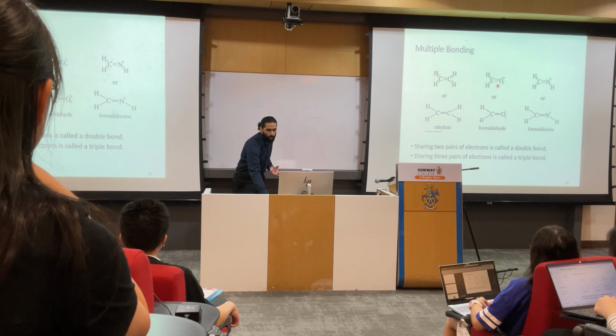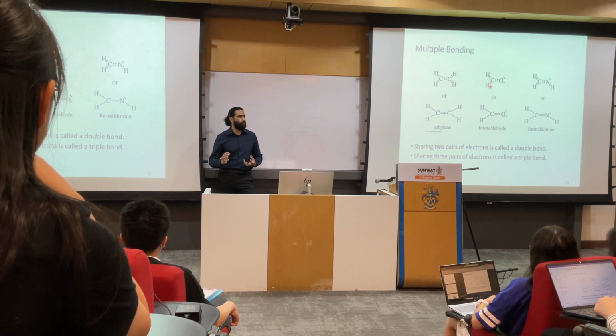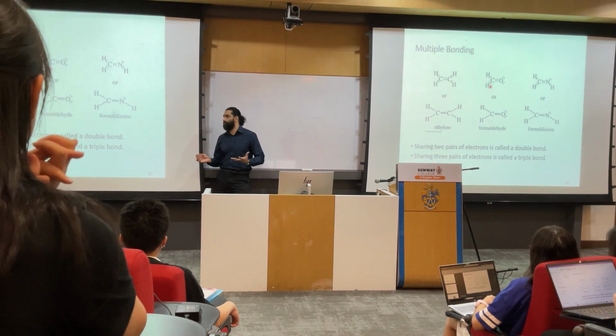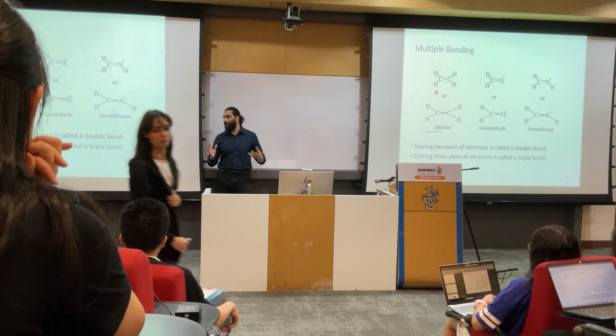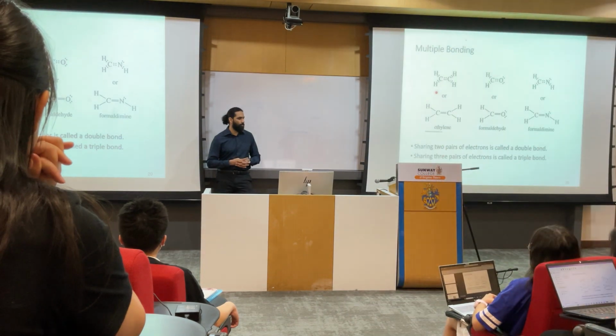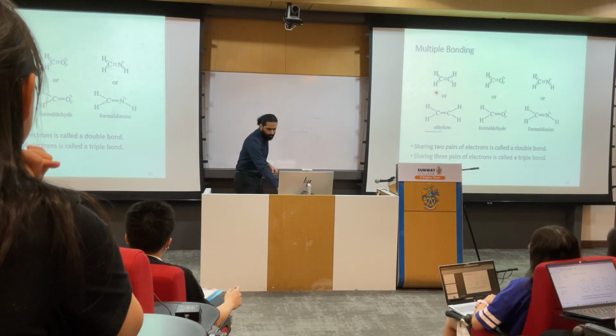How did this happen? Because 2 electrons from carbon and 2 electrons from oxygen decided to interact with each other. In this case, again, a pair from each side came into contact with each other, and that's why we have the double bond. Right?